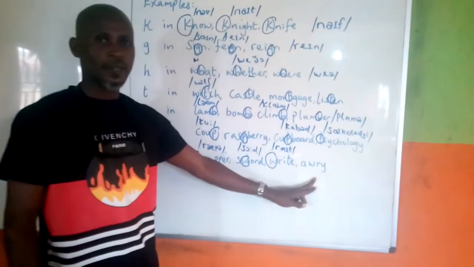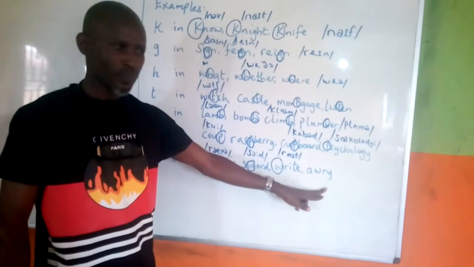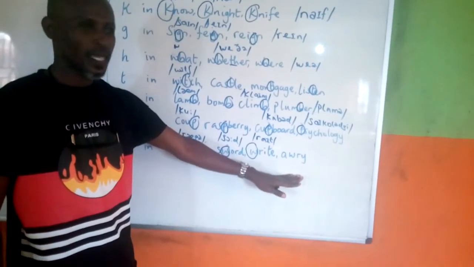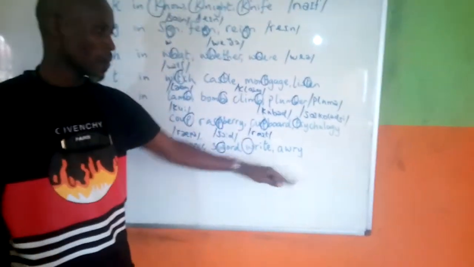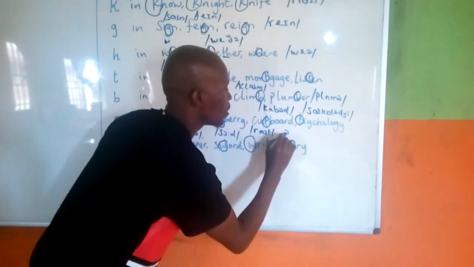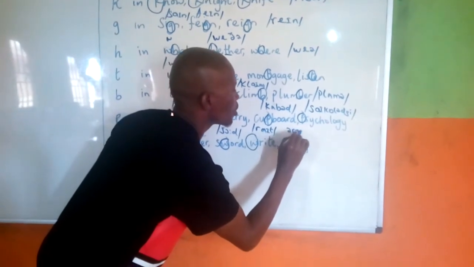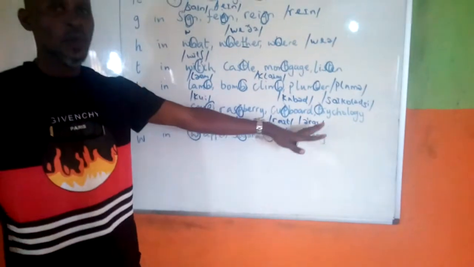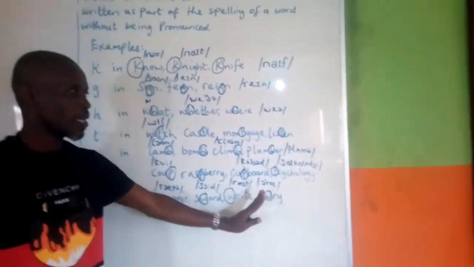Then the next one is "alright". This is not pronounced with the W sound. No, it's "alright". Now in the pronunciation, the W is silent. So you have a transcription. It's like this. Alright. So the W is silent.